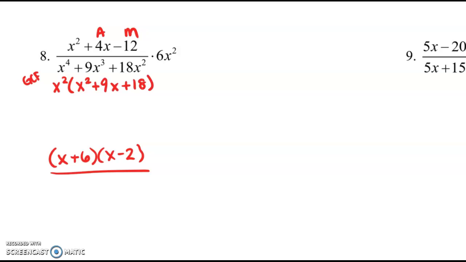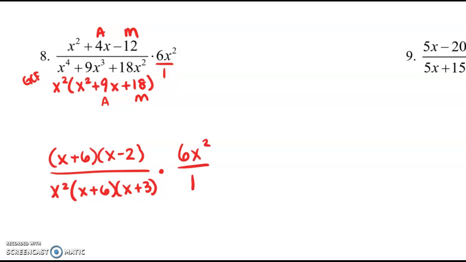And then I can see that it is an add multiply. So two numbers that multiply to 18 and add to 9. That's going to be 6 and 3. So that's going to give me x plus 6, x plus 3, but don't forget about that GCF of x squared. And then just like before, it doesn't have a denominator for my second fraction, so I'm going to give it a denominator of 1.